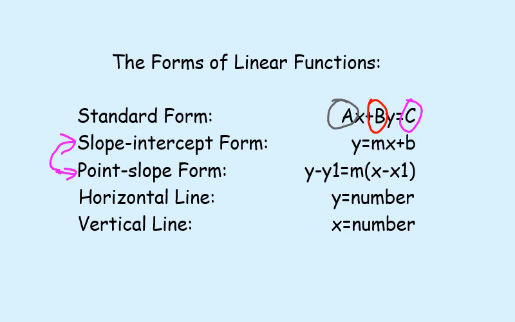And of course, if you have a horizontal line, that's going to be y equals just some number. And for a vertical line, same thing, but just with x instead. So for example, x equals 2 would be a vertical line.